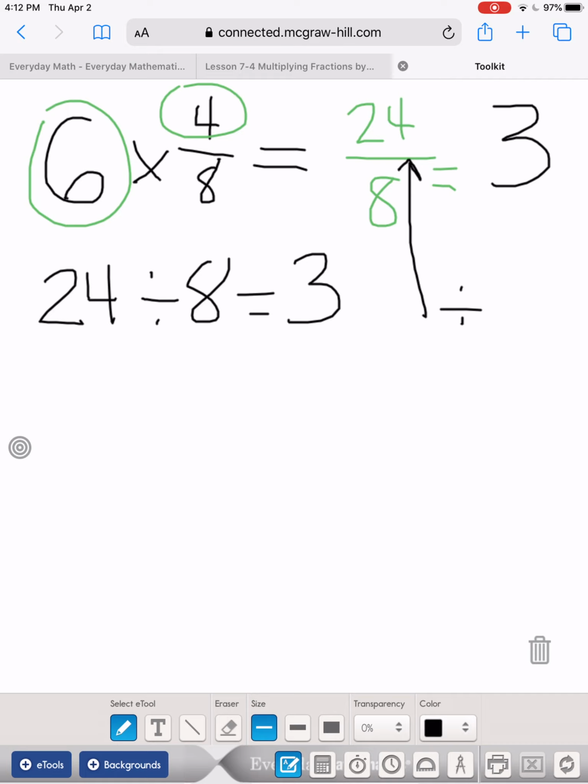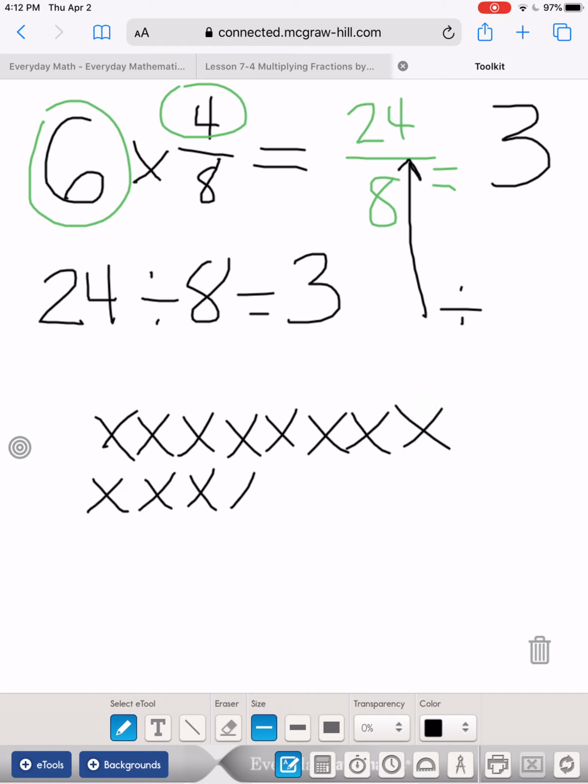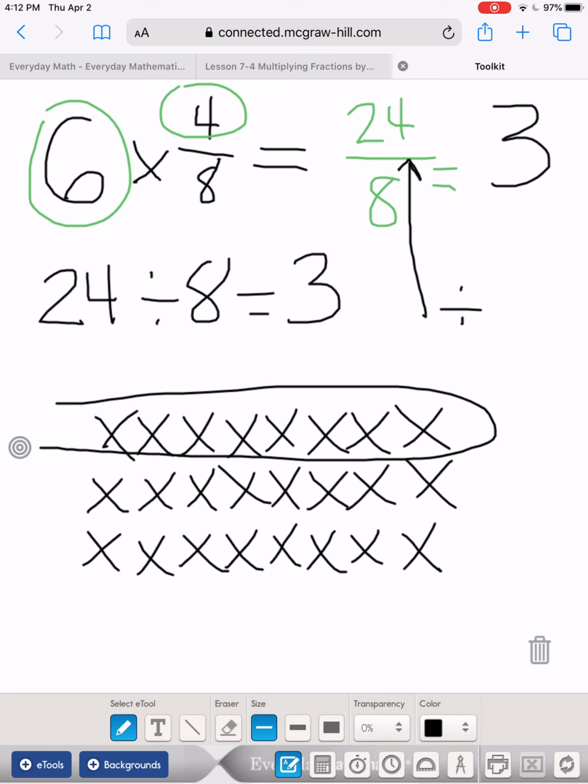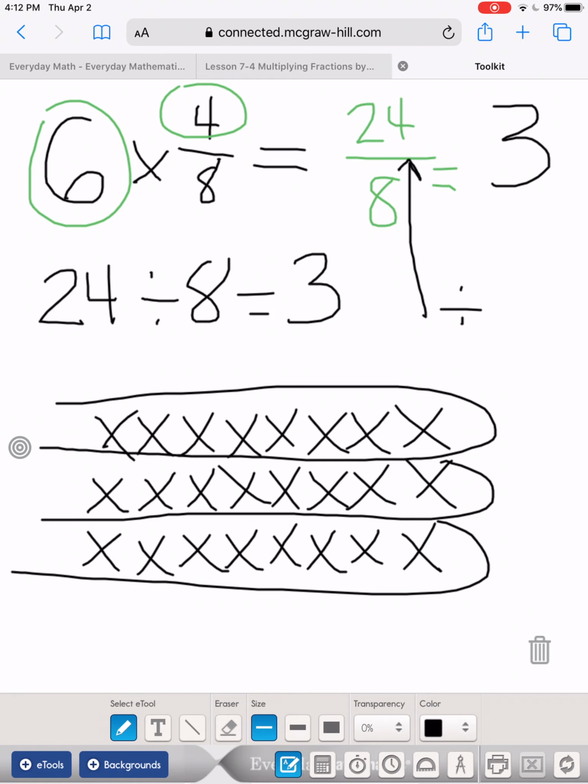Again, if you needed to draw it out, 1, 2, 3, 4, 5, 6, 7, 8, 9, 10, 11, 12, 13, 14, 15, 16, 17, 18, 19, 20, 21, 22, 23, 24. I have 1 group of 8, I have 2 groups of 8, and I have 3 groups of 8. Let's do one more.